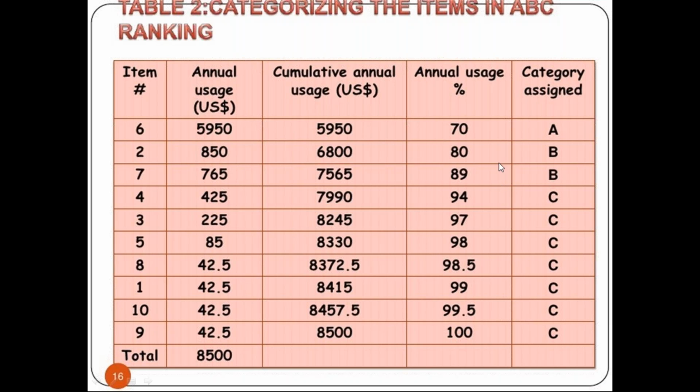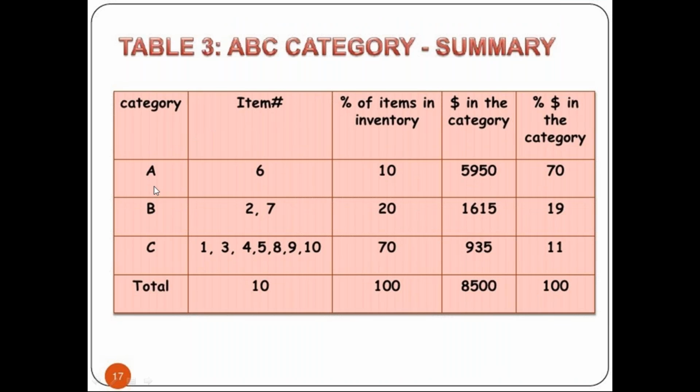Then up to 90% is B items, and remaining are the C items. So likewise, we can do it. Again, we are doing the categorization of this. So item A is nearly 70% of the value, but it is a single item, and the percentage of items is 10. Similarly, B items are 20% and the value is nearly 20%, and C items are 70% of the items, and it is also nearly 10% of the value. So likewise, we can do the summary of the ABC items.